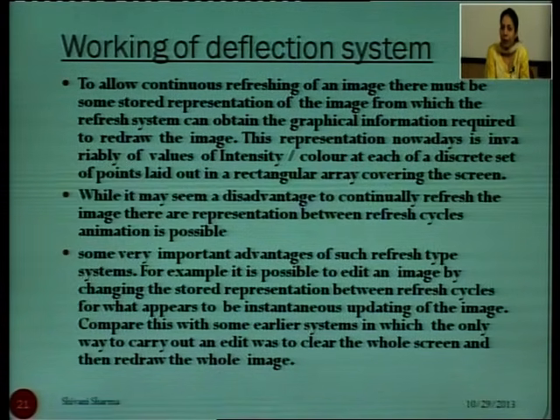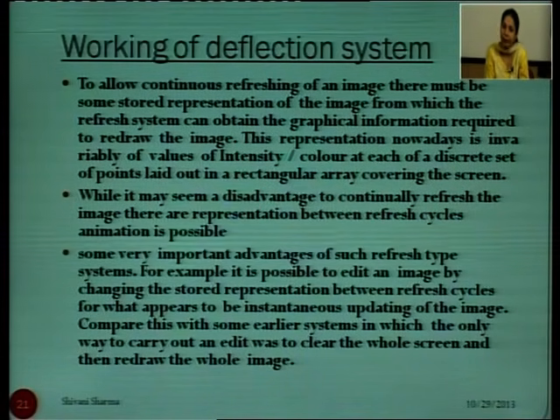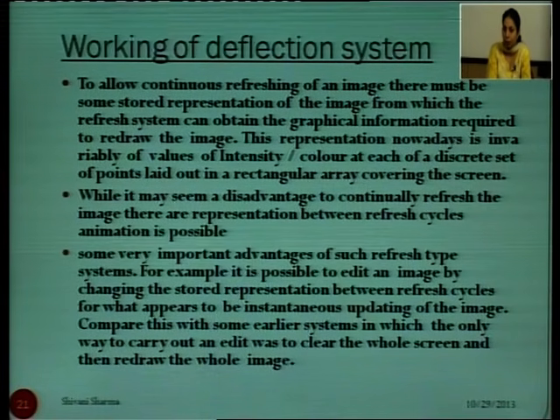And to allow continuous refreshing of an image, there must be some stored representation of the image from which it can be refreshed again and again, and the image is redrawn on the monitor. So, this representation nowadays is invariably the values of intensity per color at each discrete point laid on a rectangular array covering the screen. It may also be seen as a disadvantage to continually refresh the image, and there is a need for representation of the refresh cycles when there is a requirement of animation.